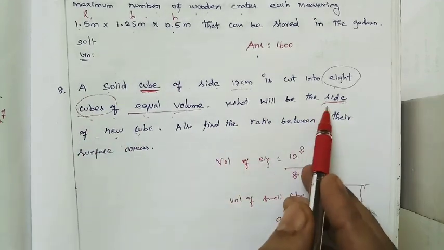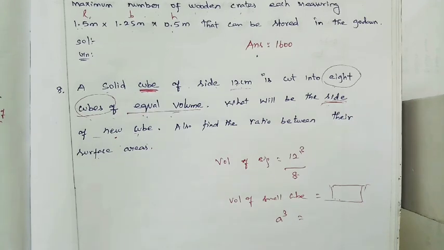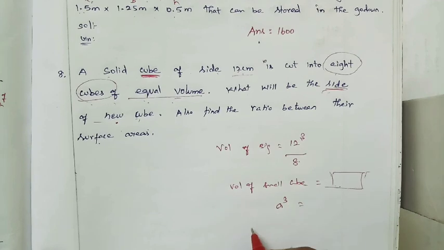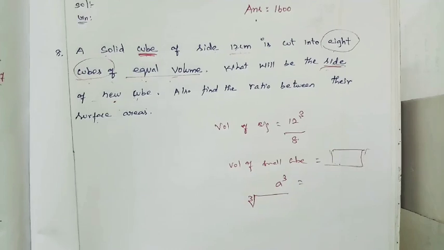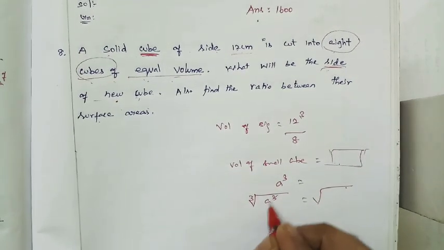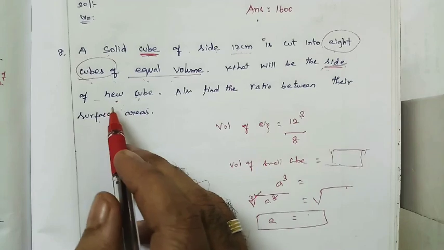But what we want to find? We want to find the side of a new cube. How we want to find the side of a new cube? See, already we know that a cube is equal to some value. By taking cube root on both sides, then we will get a. The cube root will get cancelled. Then we will get a. Then a is nothing but side of a new cube.